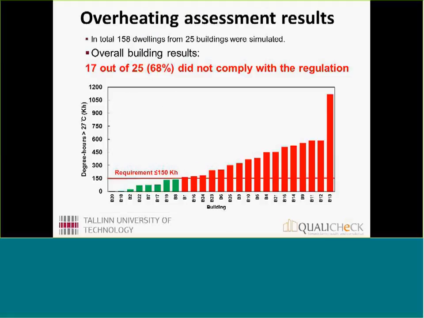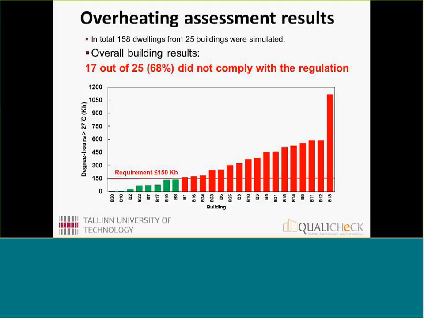So what was not so good a result was that 17 of the studied 25 buildings did not comply. So it was only 8 buildings which complied with the regulation. You can see the result here, the requirement of 150 Kelvin hours, and those buildings complying are marked with green, and all other ones are red. So basically there is a group of buildings which is quite close, but still higher than 150 Kelvin hours.